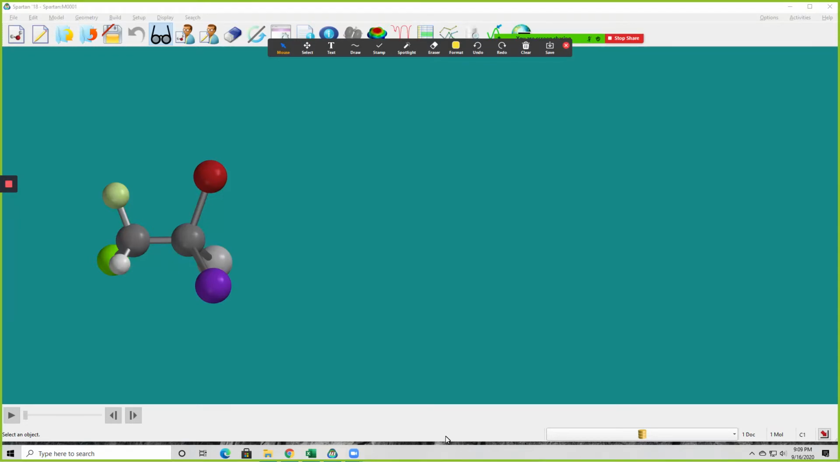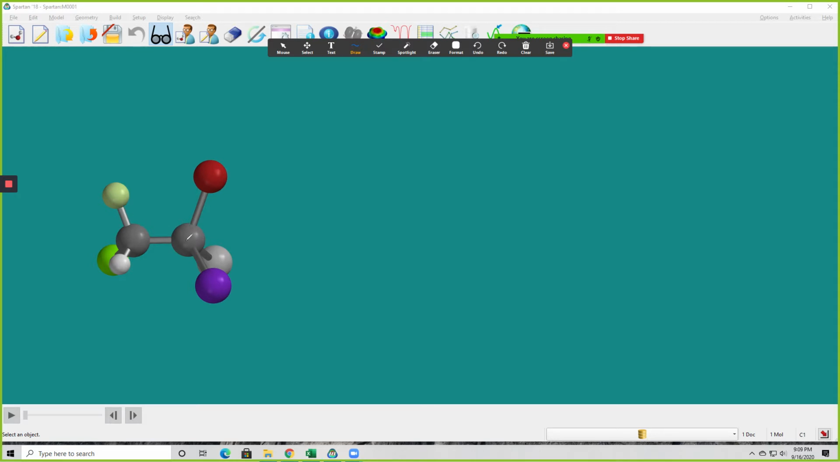Okay, now let's convert a sawhorse representation for what we'll find to be an eclipsed conformation into a Newman projection and vice versa. So I'm going to do that with this model, and I'm going to draw my bold dashed eclipsed conformation and then convert that to a Newman projection.